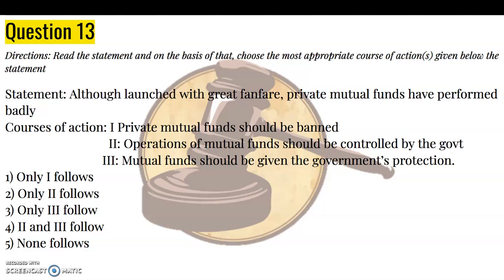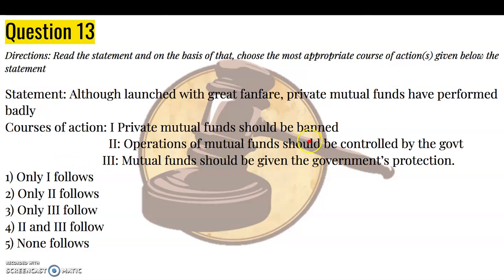Now we move to question number 13. Although launched with great fanfare, private mutual funds have performed badly. Okay, private mutual funds are not doing good. What can we do? They should be banned. First course of action. No, if they are not performing well, that does not mean that they should just get away with it. If there is scope of improving private mutual funds, then obviously explore that opportunity first.